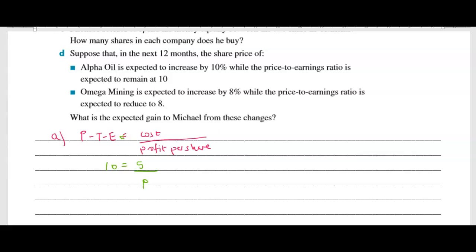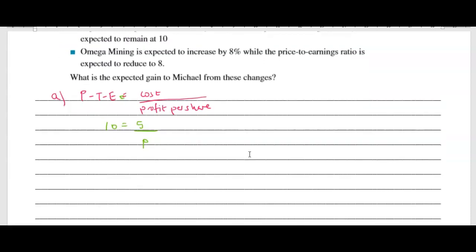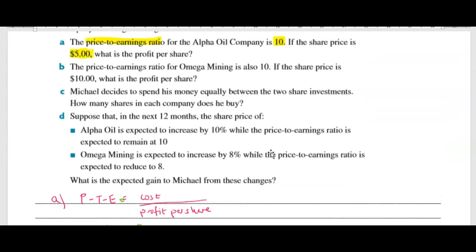Now you can just do solve on your calculator. But I know that when your unknown is on the denominator, you just switch these over. So P is equal to 5 over 10, which is going to be, so, profit per share is 50 cents.